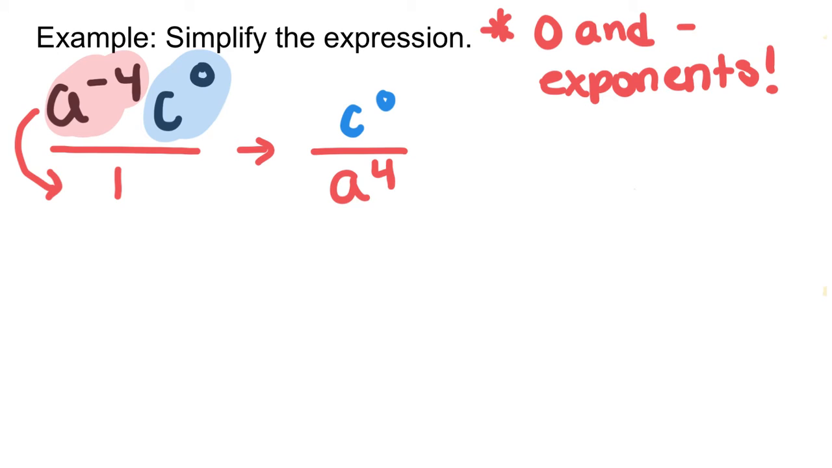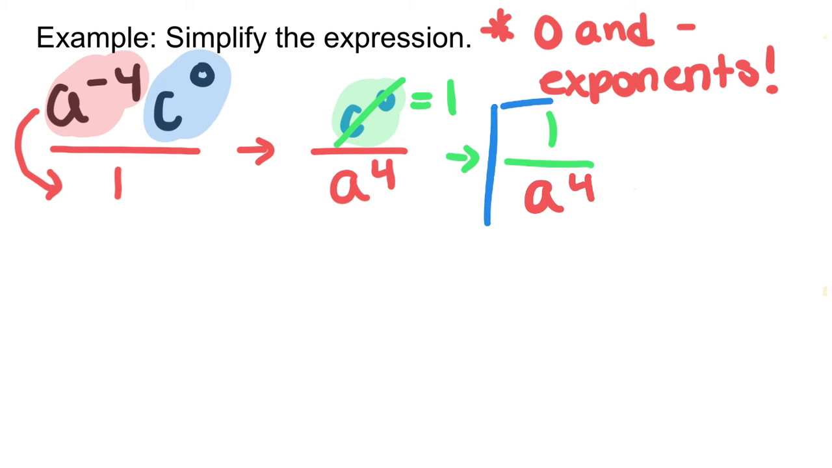Now the next thing we know is whenever we have a 0 exponent, it means this entire expression is really just equal to 1. So I can get rid of this and I'm going to rewrite it with a 1. So if I continue to simplify, it becomes 1 over, and I'm going to keep the a to the 4th. So your final answer is 1 over a to the 4th.